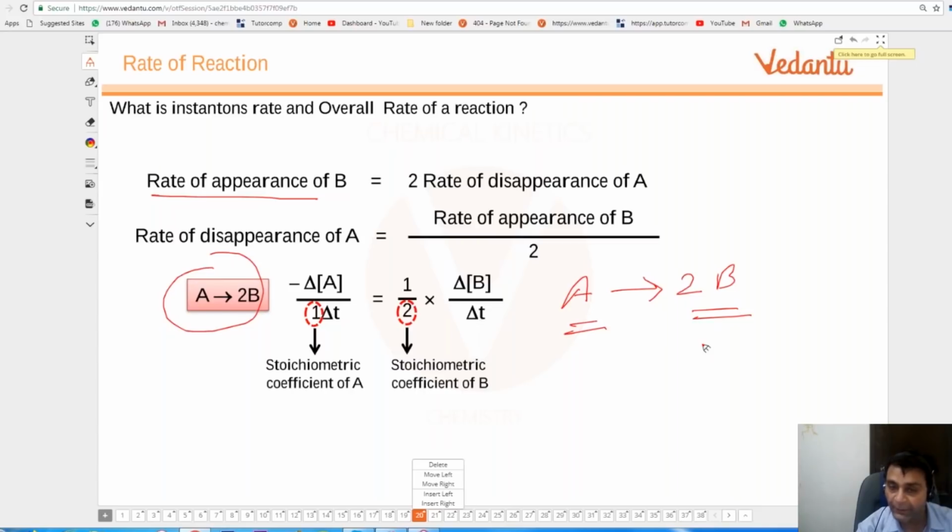Are you focusing upon my words? Listen very carefully. I say the rate of disappearance of A is half of the rate of formation, the rate of appearance of B. Right? So rate of disappearance of A is equal to rate of appearance of B upon 2. So rate of disappearance means dA upon dt and half of the rate of the appearance of dB upon dt. Here I am not using the minus sign, but I am using the plus sign. And this negative sign indicates that the concentration is decreasing. I hope everything is clear.